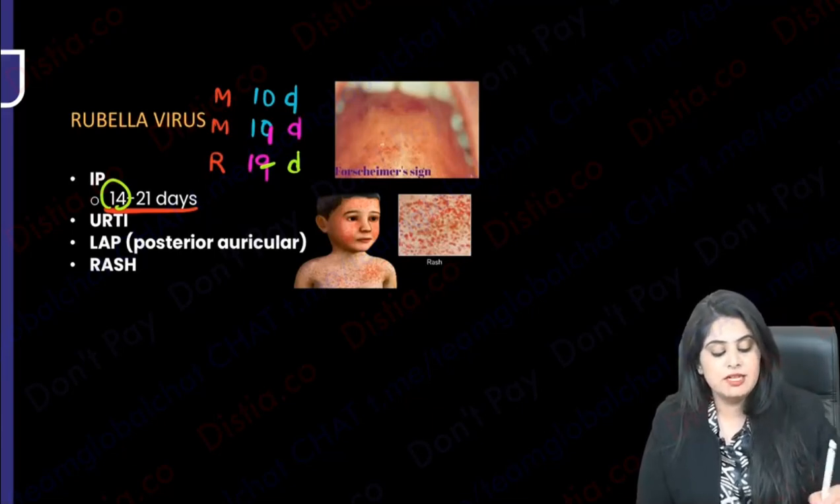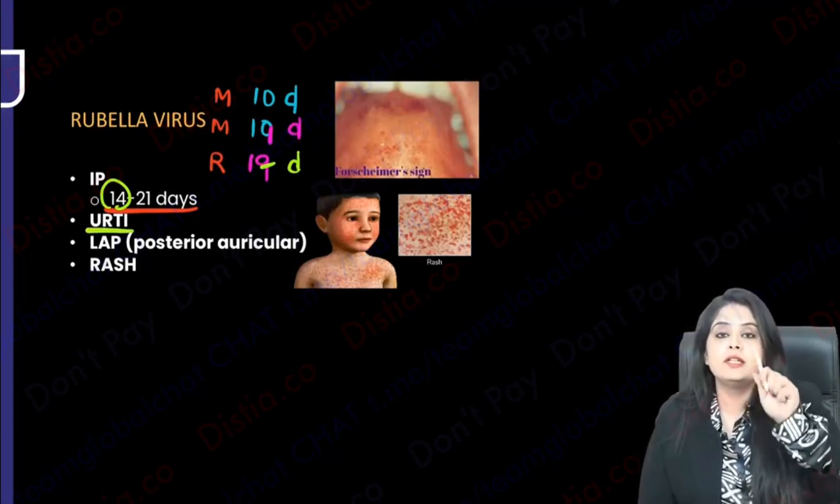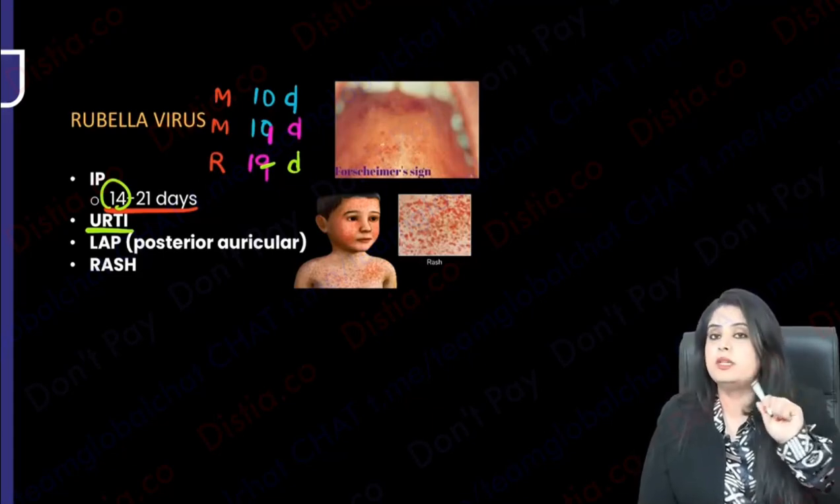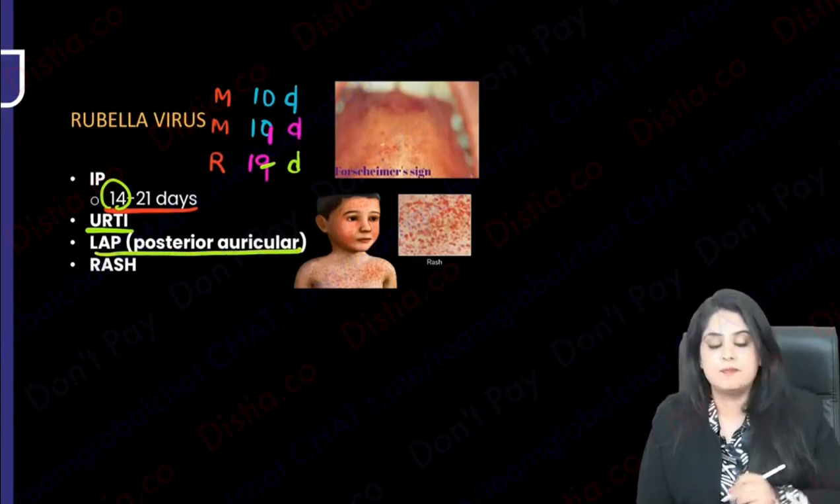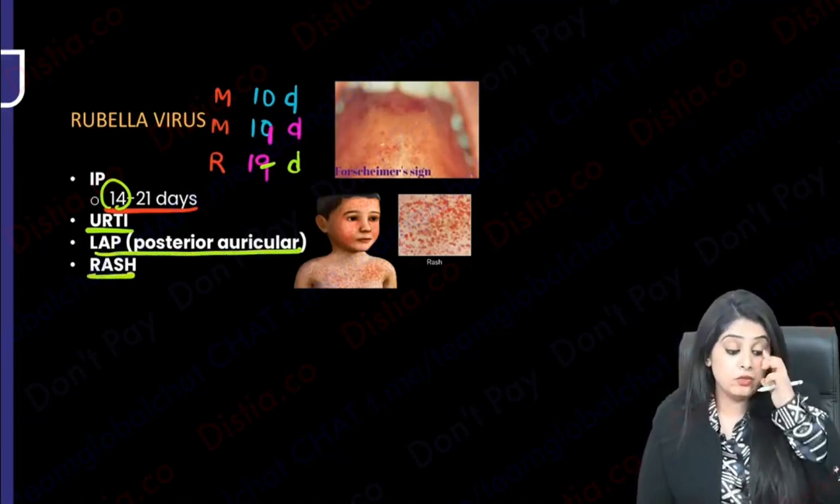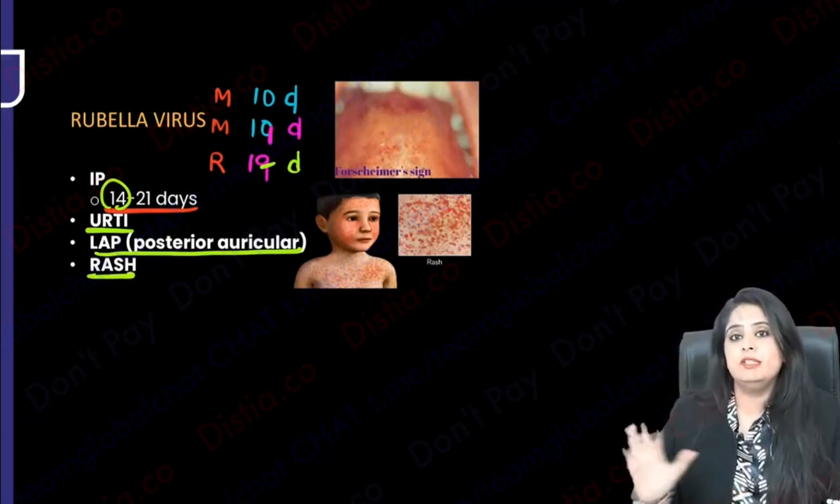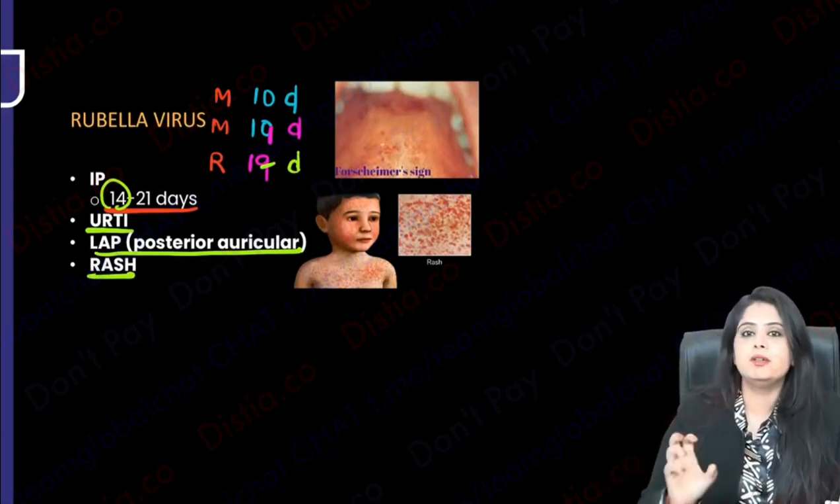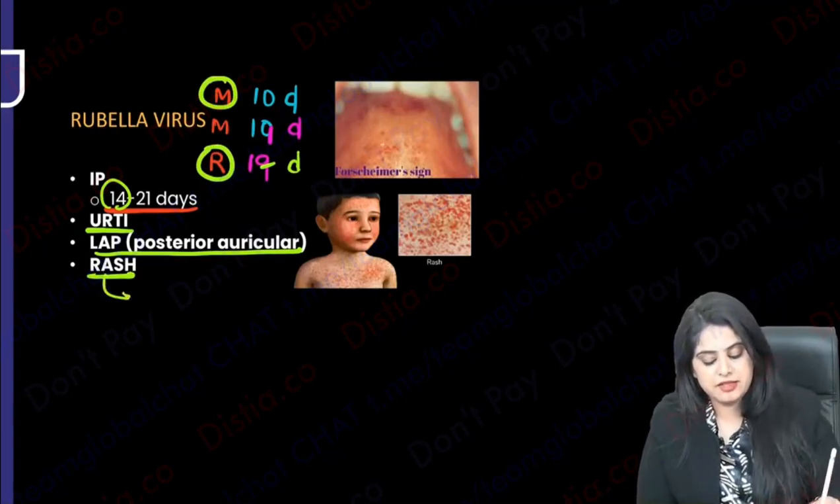Rubella 14 days. Since it spreads by respiratory droplet, it is going to cause an upper respiratory tract infection. And if it causes an upper respiratory tract infection, there is obviously going to be a post-auricular lymphadenopathy also that will be noted, correct? It's very similar. Because why are you calling it German measles, 3-day measles? Because it must be similar to measles. What is the similarity between rubella and measles? It is the rash.